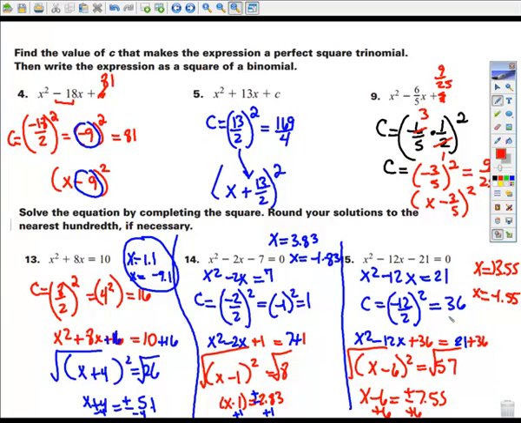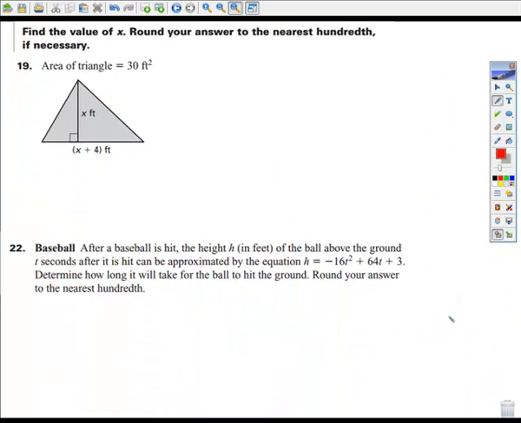Alright, next slide. Find the value of x, round your answer to the nearest hundredth if necessary. They're telling us the area of this triangle is 30, and I know the area of a triangle is base times height divided by 2. So the first thing I'm going to do is cross multiply to get 60, and then I'll distribute: x squared plus 4x. This is set up to complete the square.